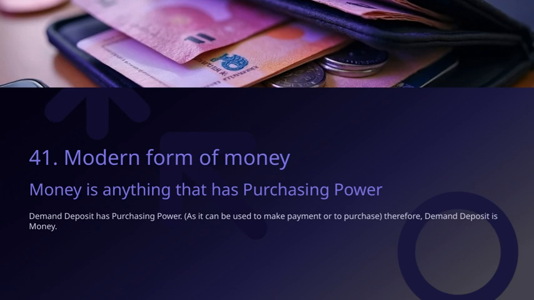Moving on to the next point, modern form of money. It refers to the types of money we use today that are more advanced and convenient. These forms include digital money, electronic transfers, and other innovations that make transactions easier. Understanding these concepts helps us see how money functions not just as physical cash, but also in various modern forms that facilitate our daily transactions. This ties into the overall theme of how money evolves to meet our needs in a changing economic landscape.